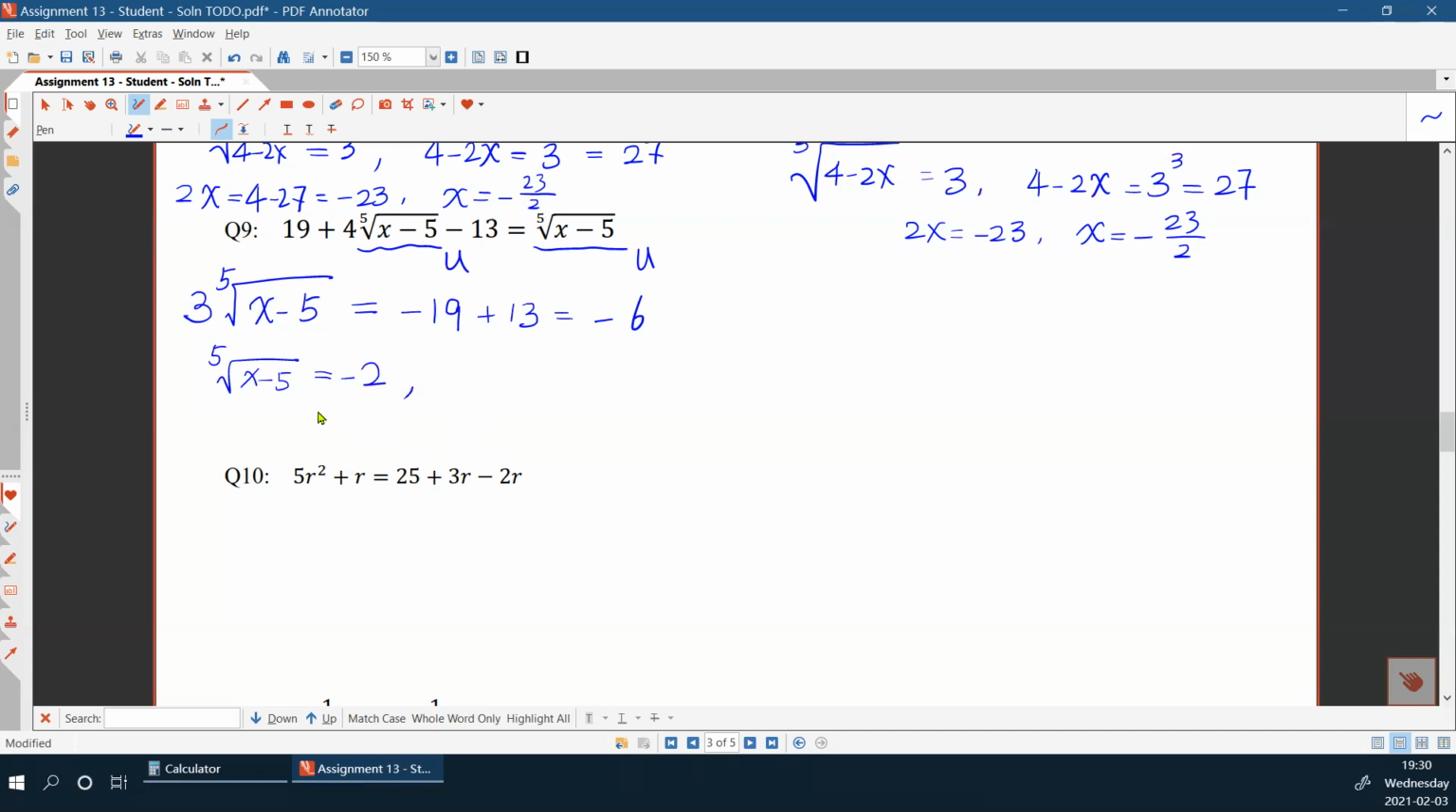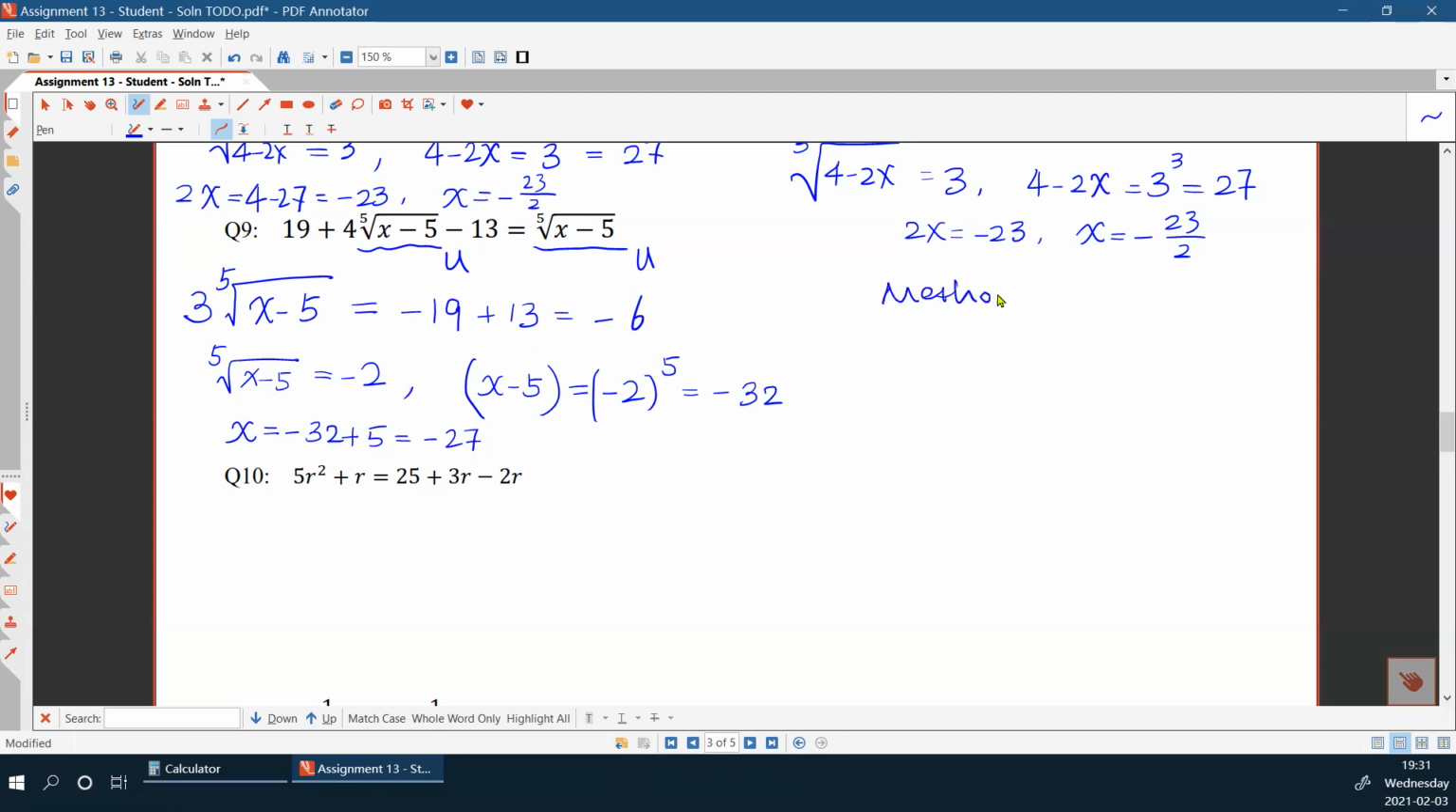Okay, next step is when you have the fifth root of something is minus 2, that means the value under the fifth root is actually minus 2 raised to the fifth power, right? Which is minus 32, because minus 2 to the fifth order is minus 32. So this means x is minus 32 plus 5, which is minus 27, right? Okay, so this is all method 1.